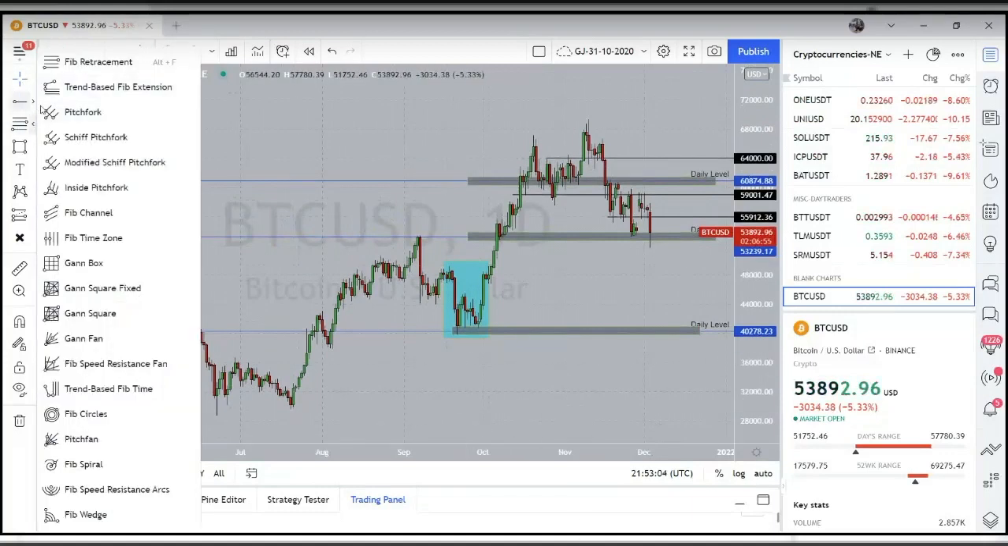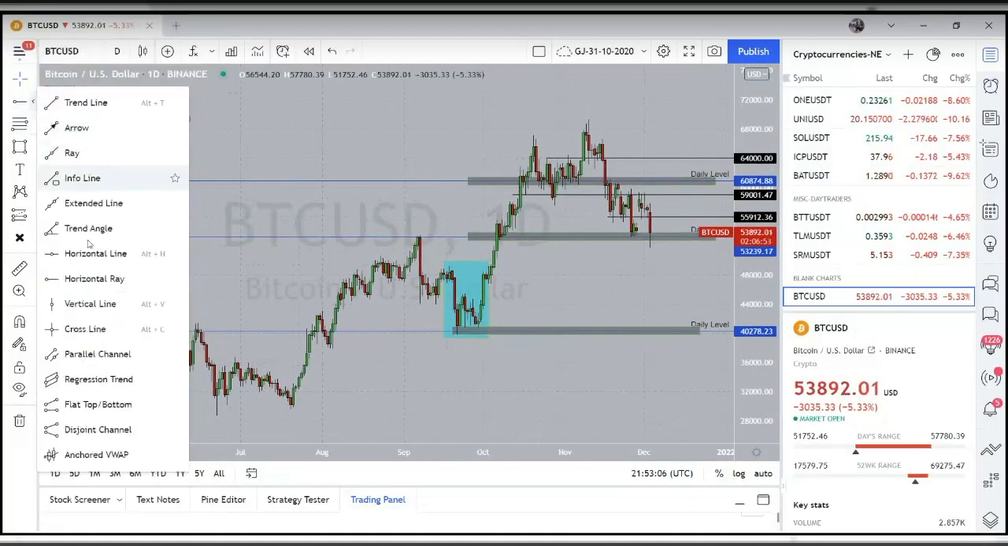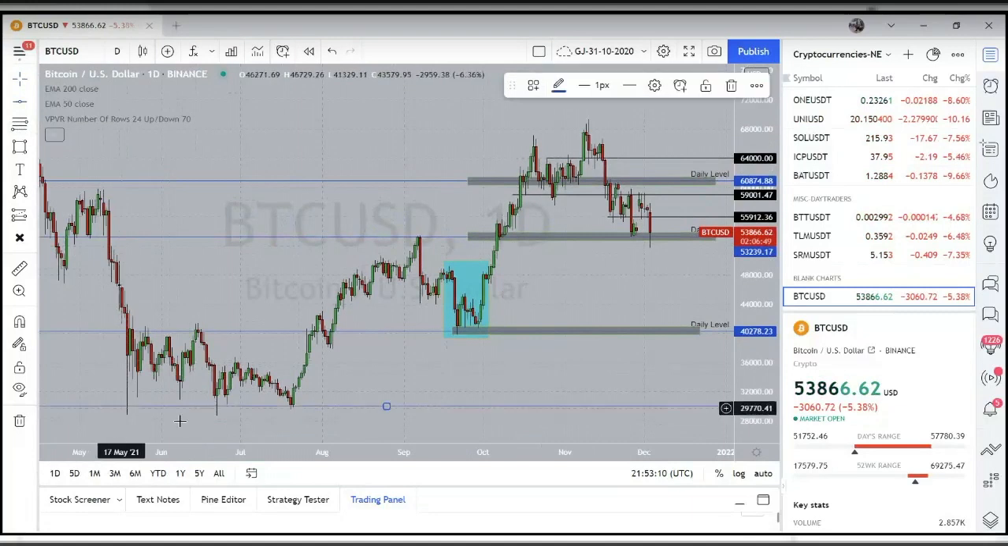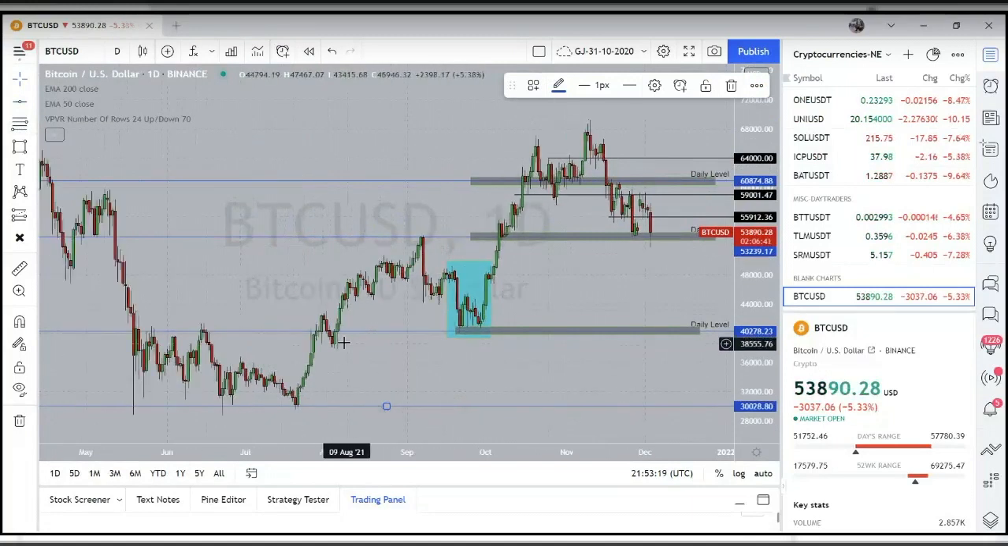I'm just going to mark this level as well, because I believe, what is that, 30K? Yeah. So this area here is sort of like the low that we got in July. And what you can see is from this area, we sort of consolidated in this range a little bit. We broke through, sort of came back in, and then continued trading higher.